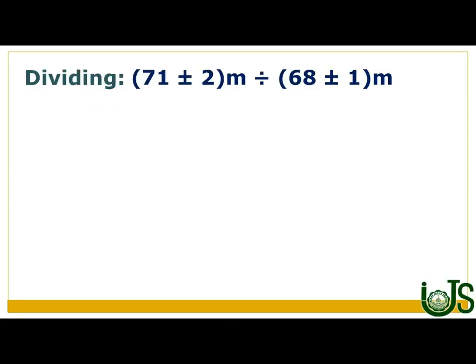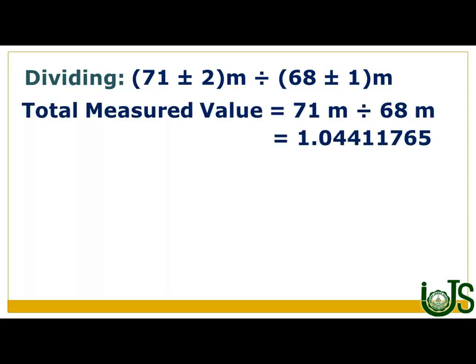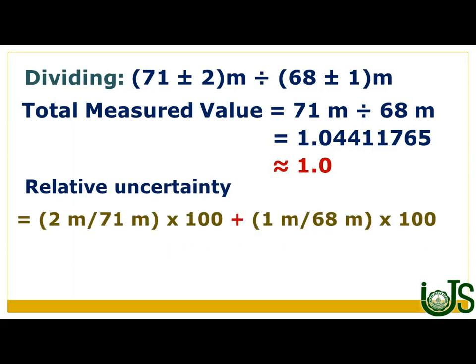Next, what about if you are going to divide? So 71 ± 2 meters divided by 68 ± 1 meter. So your total measured value will be 1.0441175, or approximately 1.0. Wala na siyang unit kasi kapag nagde-divide ka ng dalawang values with unit, the unit will be subtracted. Kaya cancelled na yung mga units.